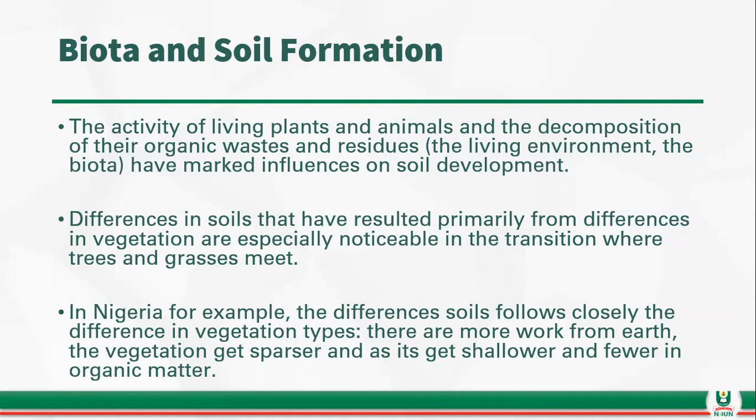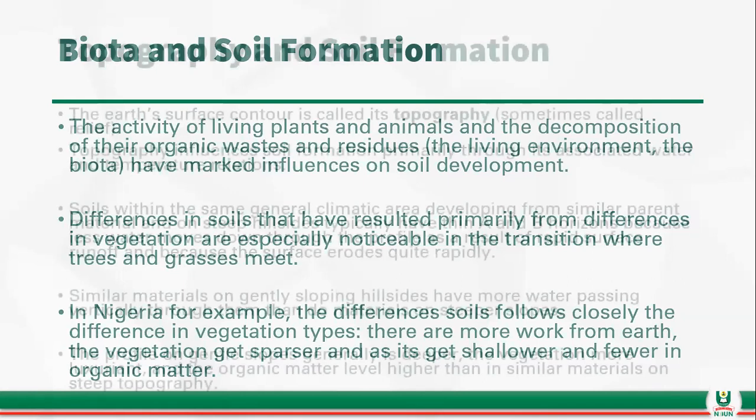Differences in soil that have resulted primarily from differences in vegetation are especially noticeable in the transition where trees and grasses meet. In Nigeria, for example, the different soils follow closely the differences in vegetation types. The vegetation gets sparser as it gets shallower and fewer in organic matter.